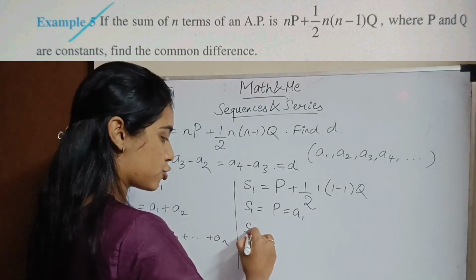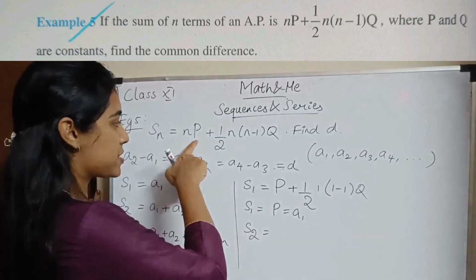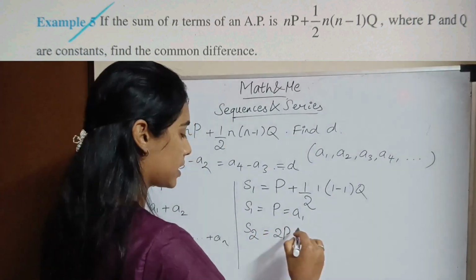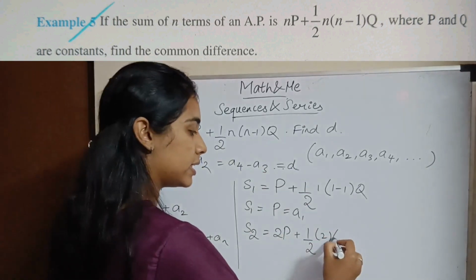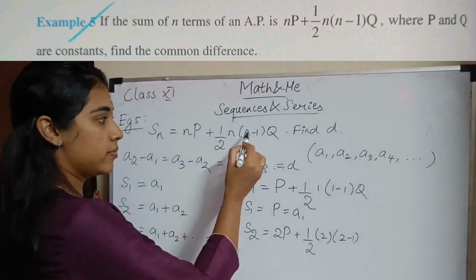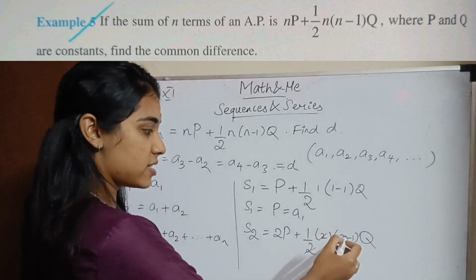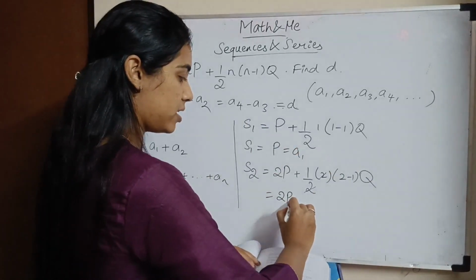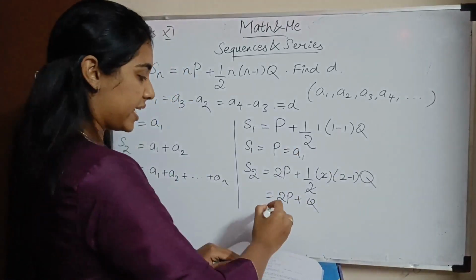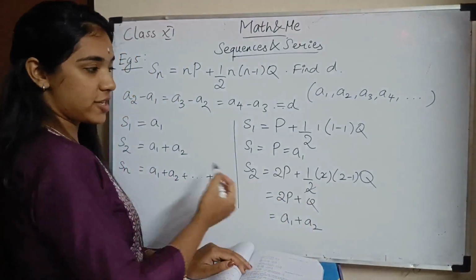So now what is S2? Substituting 2 for n. So 2 times p plus half times 2 times (2 minus 1) times q. So in that, the 2 and 2 get cancelled. 2 minus 1 is 1. You're left with q. So what is it? 2p plus q. This is A1 plus A2, the sum of the first two terms, which is S2.